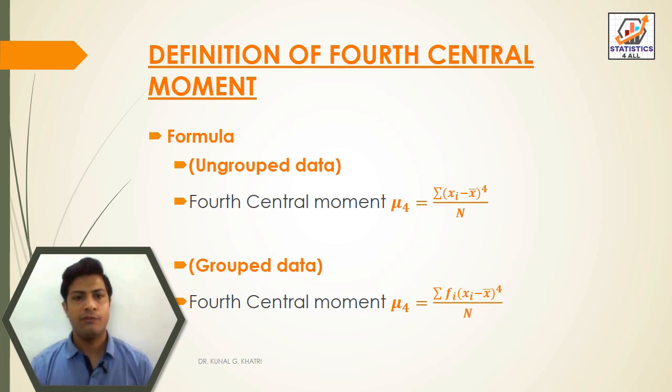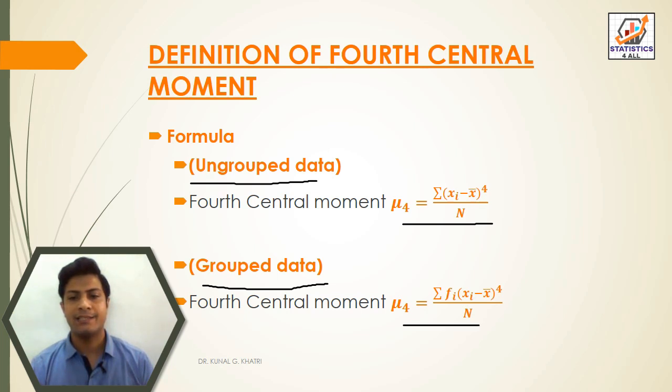Now the formula for ungrouped data: the fourth central moment, mu4, is equal to sigma (xi minus x bar) whole raised to power 4 divided by n. And for grouped data, the fourth central moment mu4 is equal to sigma fi into (xi minus x bar) raised to power 4 divided by n.